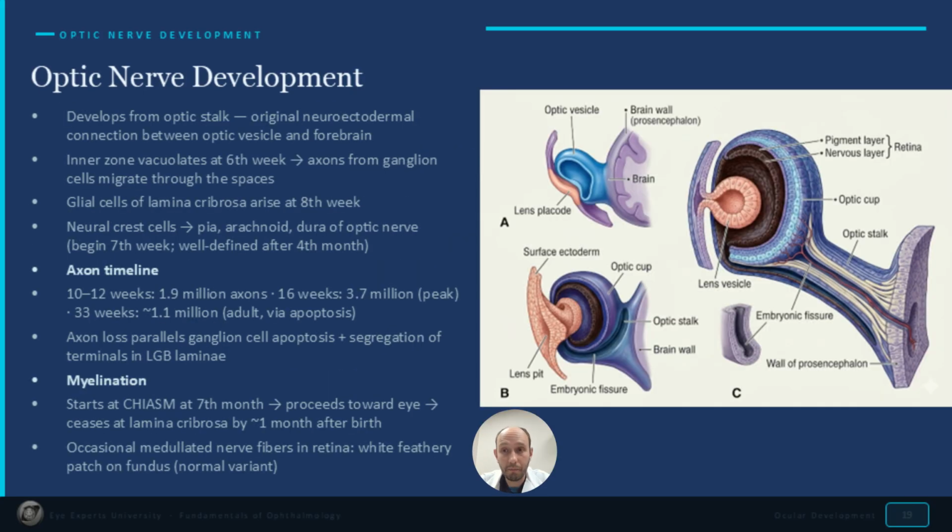So the optic placode starts to form, and by around 10 to 12 weeks, the axons actually start forming the optic nerve and have almost 1.9 million axons. Then that number peaks at 16 weeks and then starts decreasing closer to a million over time. So the axons are redundant, but once they eventually decide where they're going to go, they do get trimmed down. Now, myelination starts at the seventh month at the chiasm and then proceeds towards the eye.